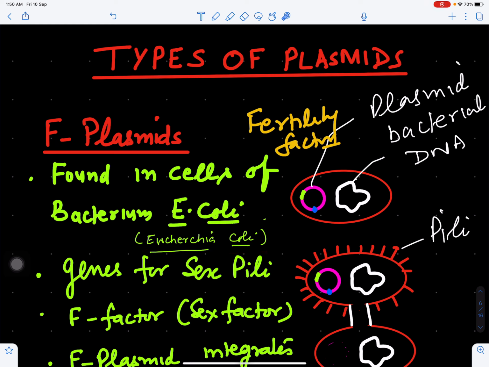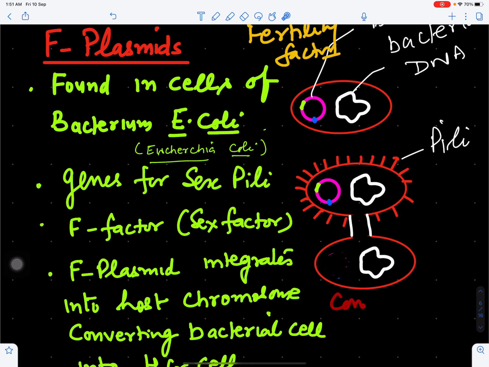Now these plasmids which have the F factor, like I have shown, this is the F factor, this is the ORI point, and this is the bacterial genome. In bacteria with such plasmids, there is formation of sex pili. These are hair-like structures made up of the protein pilin, called sex pili, and they help in the process of bacterial reproduction called conjugation.